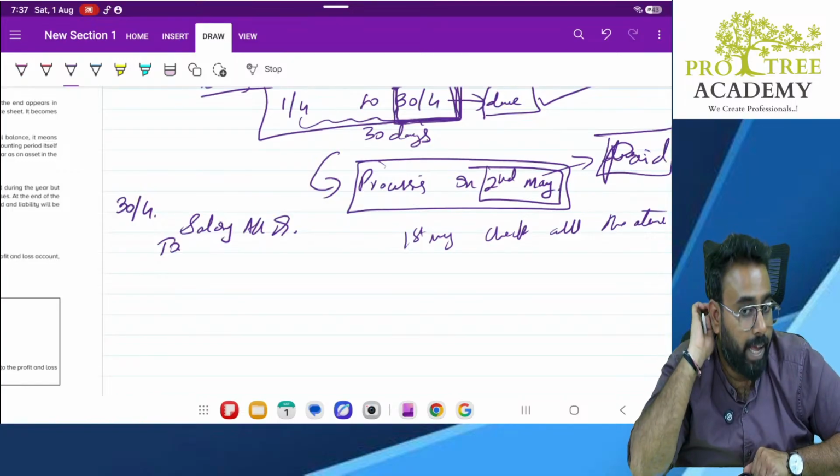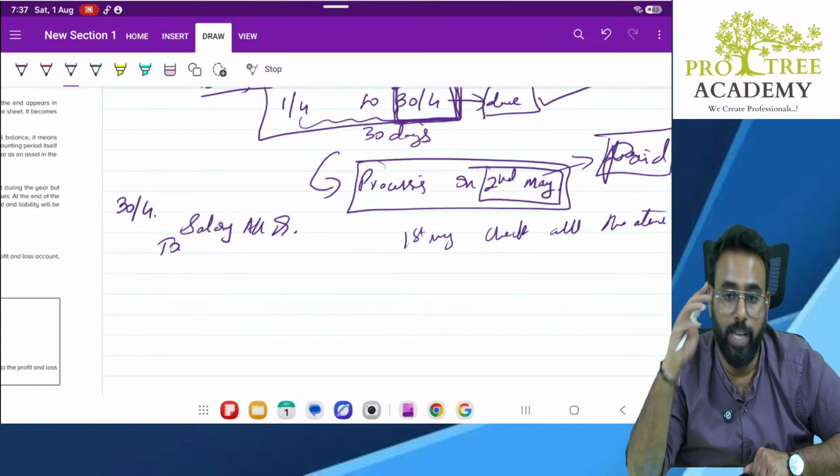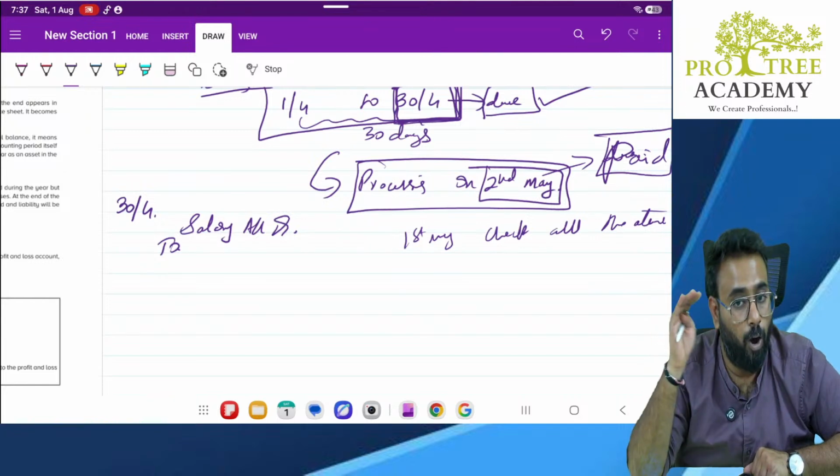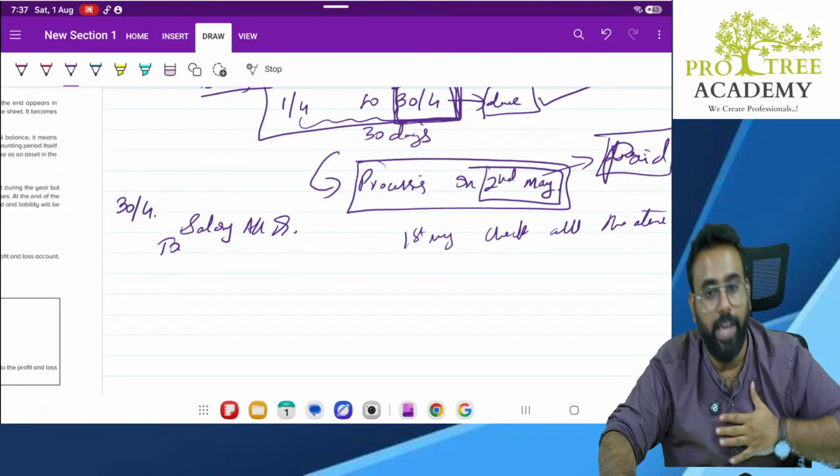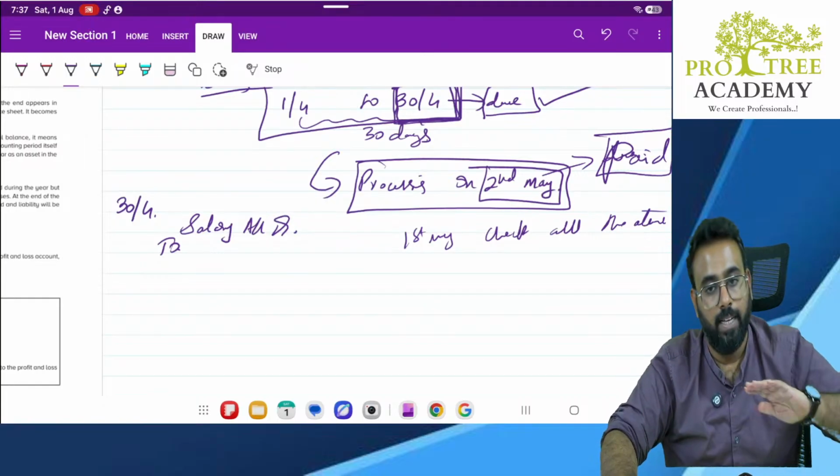When am I paying? On 2nd May. So for 2 days I am not paying. But am I obligated to pay? Yes. That means I am liable to pay? Yes, sir. Liability is there.